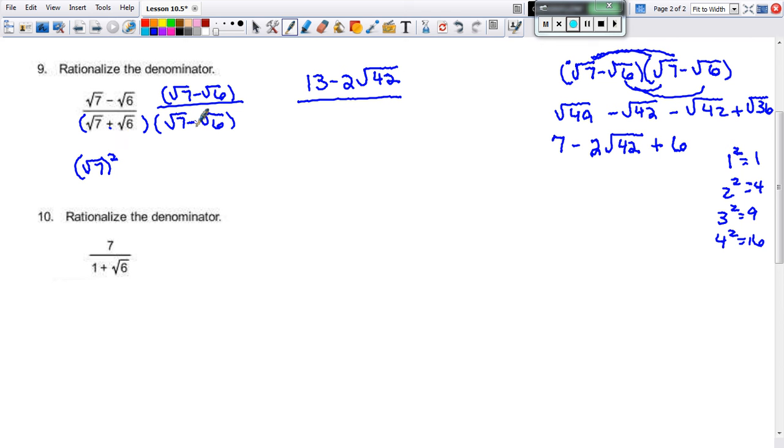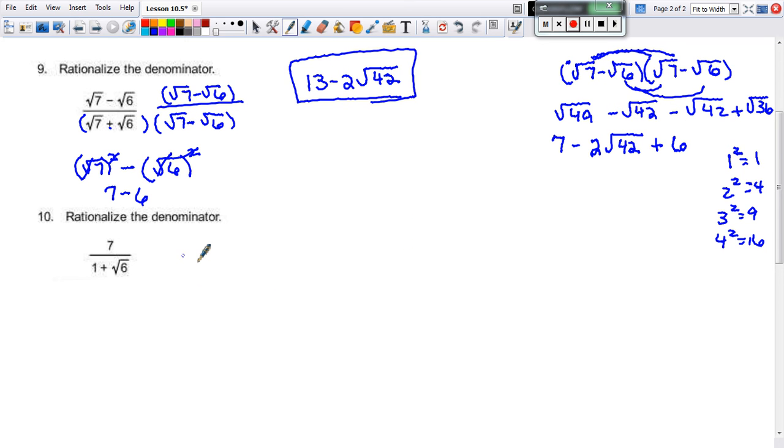So on the bottom part, it's really easy because remember, you square the first one. A positive times a negative is a negative, and you square the last one. And the reason I'm able to do this is because I'm multiplying it by the conjugate. So that's what the conjugate does. A square and a square root cancel out. So I get 7 minus 6. 7 minus 6 is 1. But you don't want to put a 1 on the bottom of the fraction. So you have your final answer: 13 minus 2 times the square root of 42.